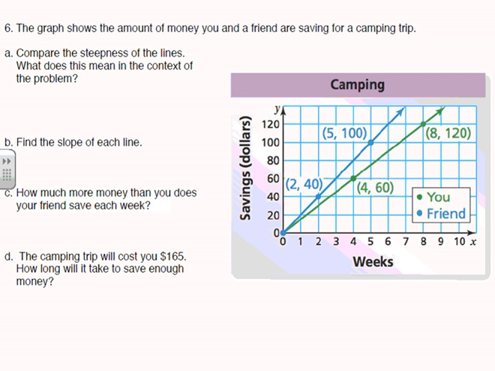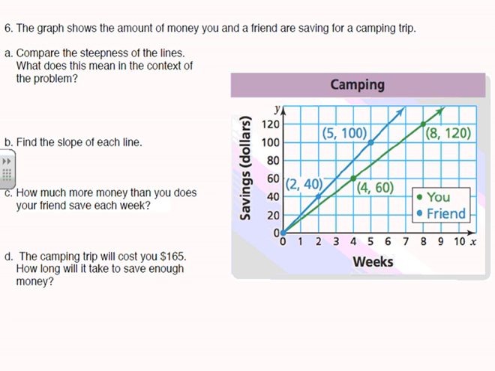All right, number 6, looking at the graph, you can see how much money you and a friend are each saving for a camping trip. I know that your color did not go through, so just know the top line is your friend and the bottom line represents you. Okay, part A, compare the steepness of the lines. What does this mean in context of the problem? So when you're looking at that, if you look at the labels, and see what that means in context of the problem, that'll help you answer that.